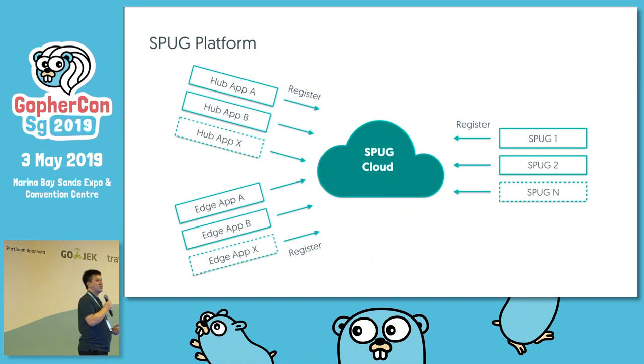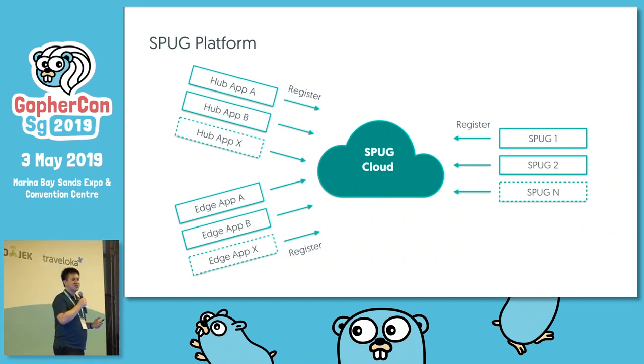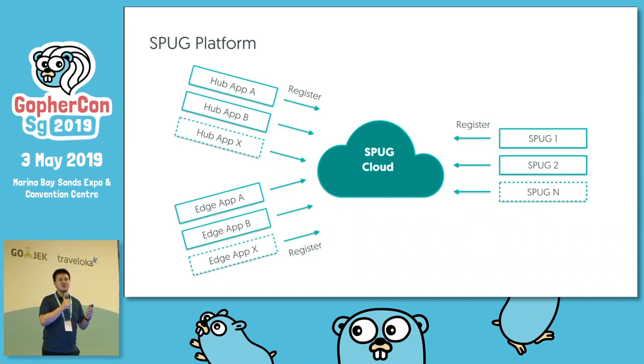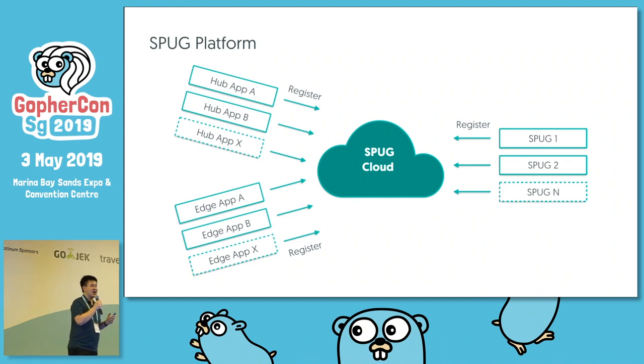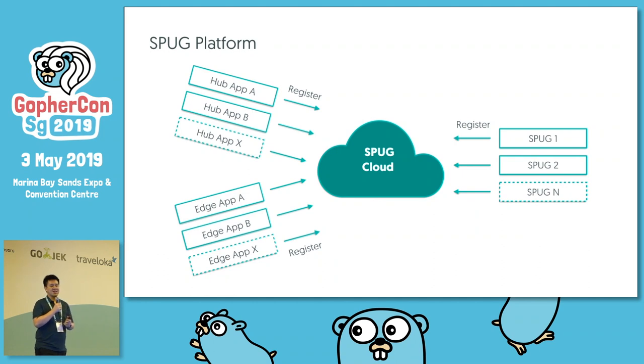We can send remote commands to the Sparks to reboot the Spark or open a secure tunnel to access the console of the Sparks. On the bottom left, we have the edge apps or the Spark apps. These are the apps that we can install on the Spark. We register these Spark apps on the Spark Cloud too, then later on we can install it on the Spark.